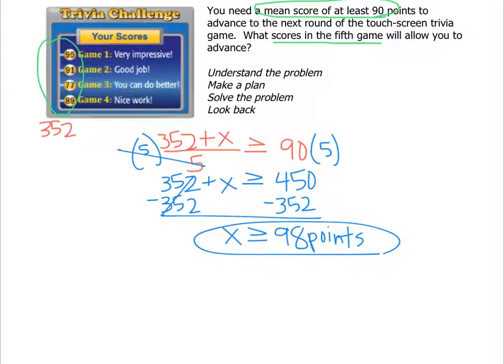So the last step is to look back and see if that makes sense. So what you would do is add up all these plus 98, divide by 5, and see if you get the average of 90. If you have any questions, write them down and ask me when you come to class.